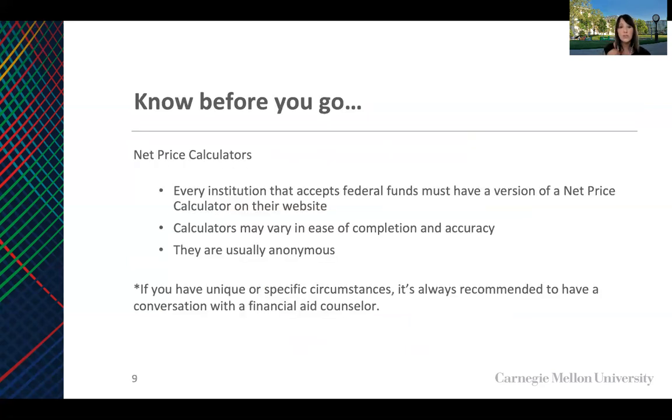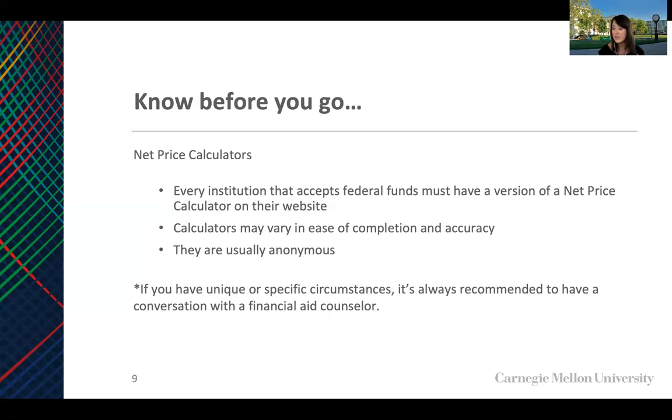So some things you should know before you go. So I talked a little bit about the net price calculators a few moments ago. Every institution that accepts federal funds must have a version on their website. They may vary in ease of completion and accuracy, and they are usually anonymous. Like I said, we have a form that you can send us your results. So we're happy to look at those with you and talk about those with you. If you have any unique or special circumstances, it's always recommended to have a conversation with a financial aid counselor.